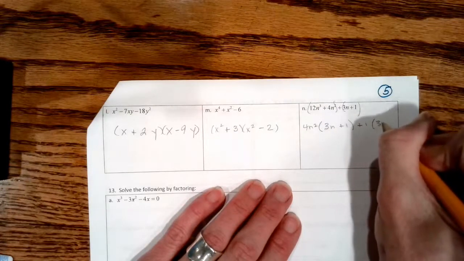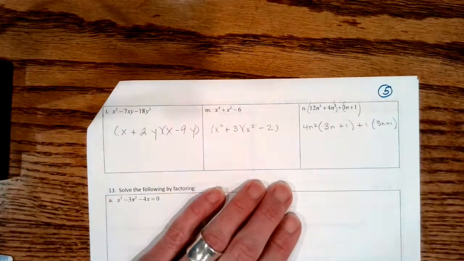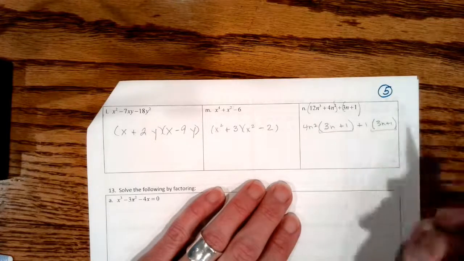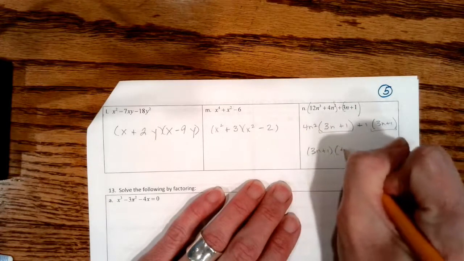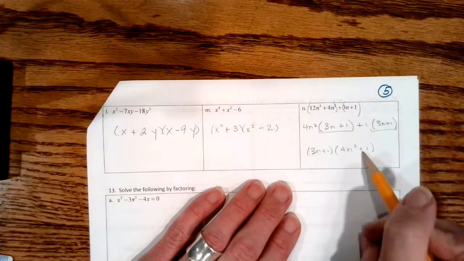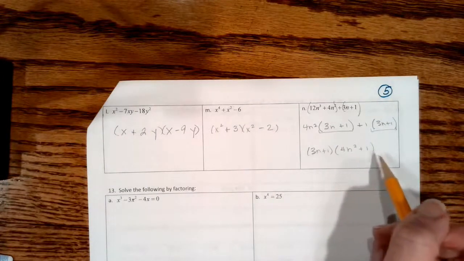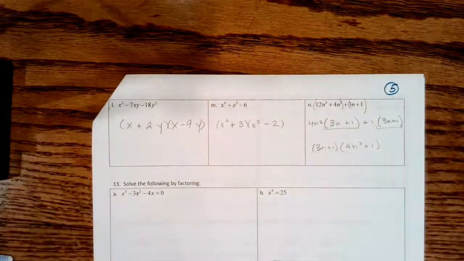Now, I already have 3n plus 1, but you see I wrote this 1 here. That kind of holds that place for when I factor out this common factor, 3n plus 1. That leaves me with 4n squared plus 1. If this had been a subtraction sign, this would have been the difference of two perfect squares. But since it's a plus, I know that's prime, and I'm done.